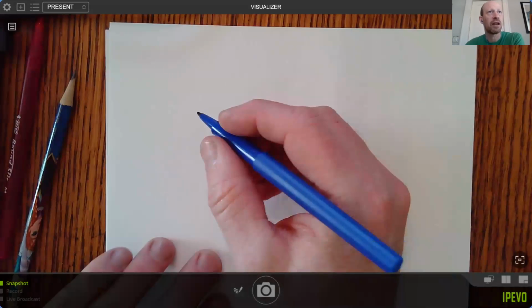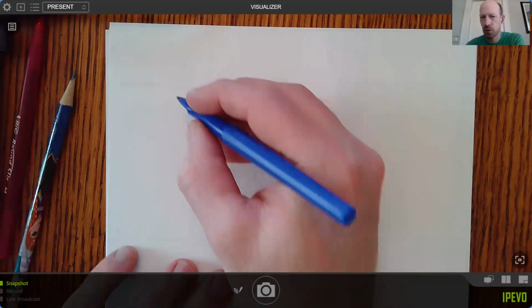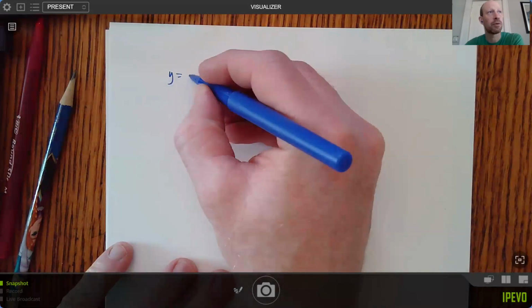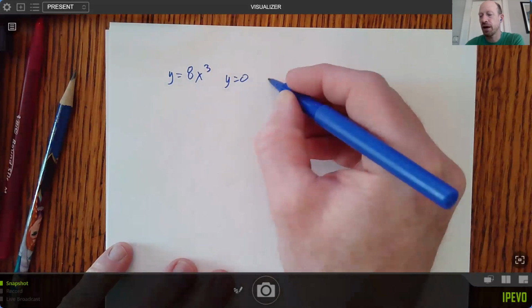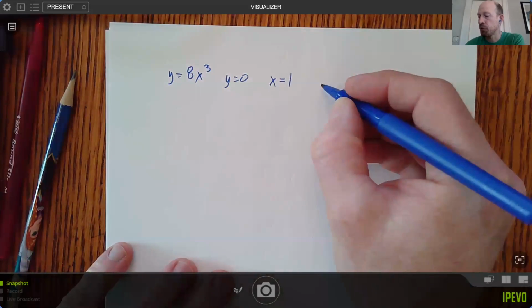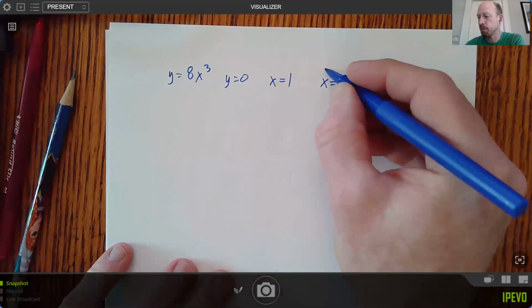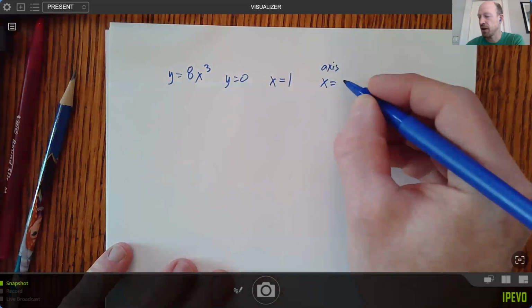Okay, so this problem is finding a volume. My function is y equals 8x cubed, y equals 0, x equals 1, and we're rotating about, so the axis of rotation is x equals 2.